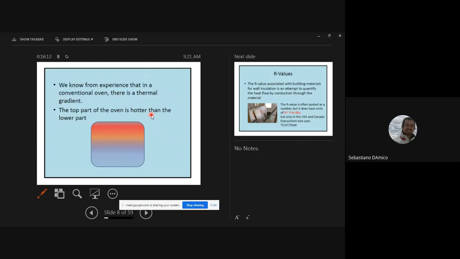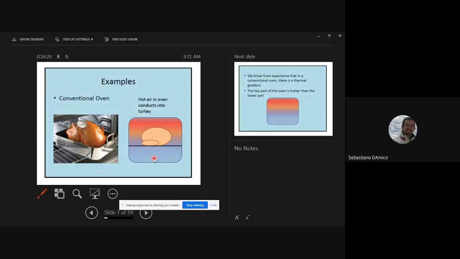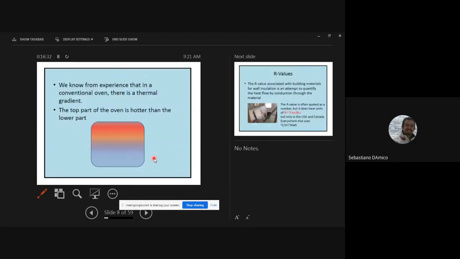So what do we have? We have that the top part, and that's what we even have written in this schematic, in the hot part of the oven, the air in the top part is hotter than the lower part. Okay, so that's the conventional oven, and we know this even by experience, right? Because according to what we have to cook, we put the food at different levels in the oven, right? And this is due to this.